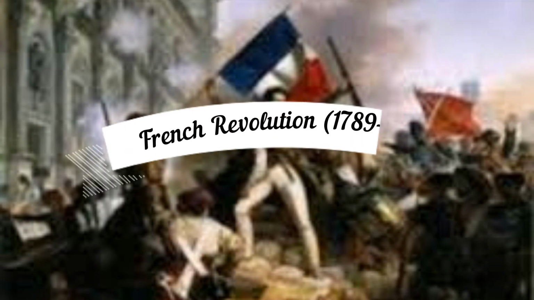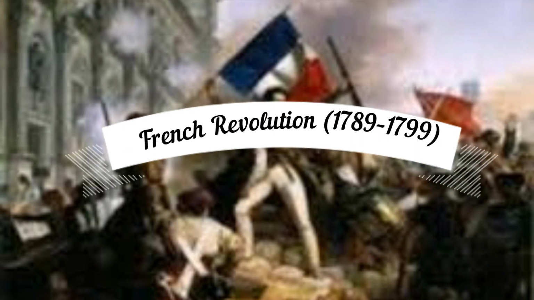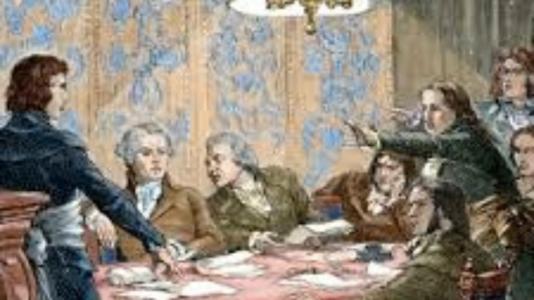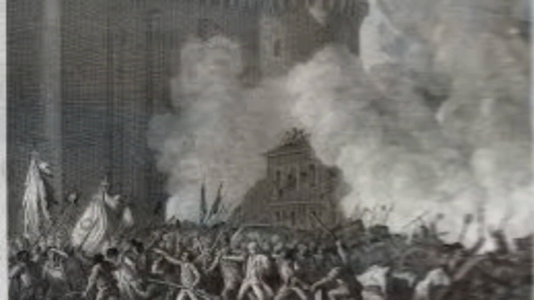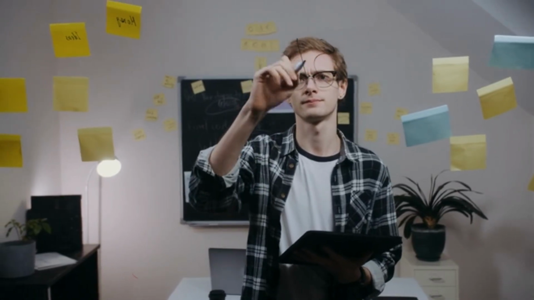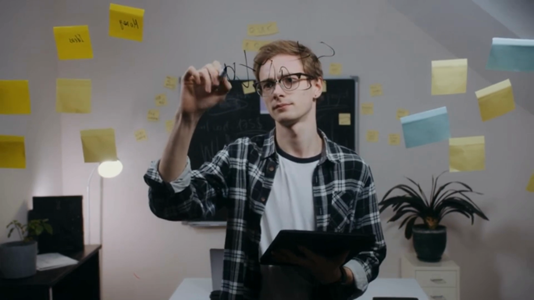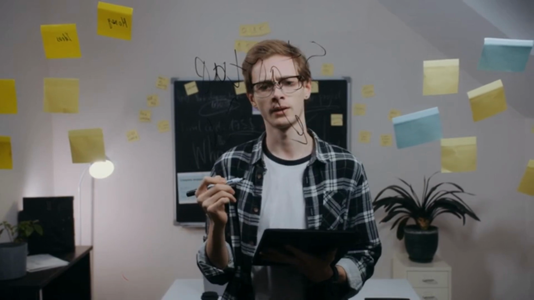French Revolution, 1789 to 1799. The French Revolution radically altered French society by overthrowing the monarchy, abolishing feudal privileges, and promoting ideas of liberty, equality, and fraternity. It led to the rise of Napoleon Bonaparte and influenced revolutionary movements worldwide.